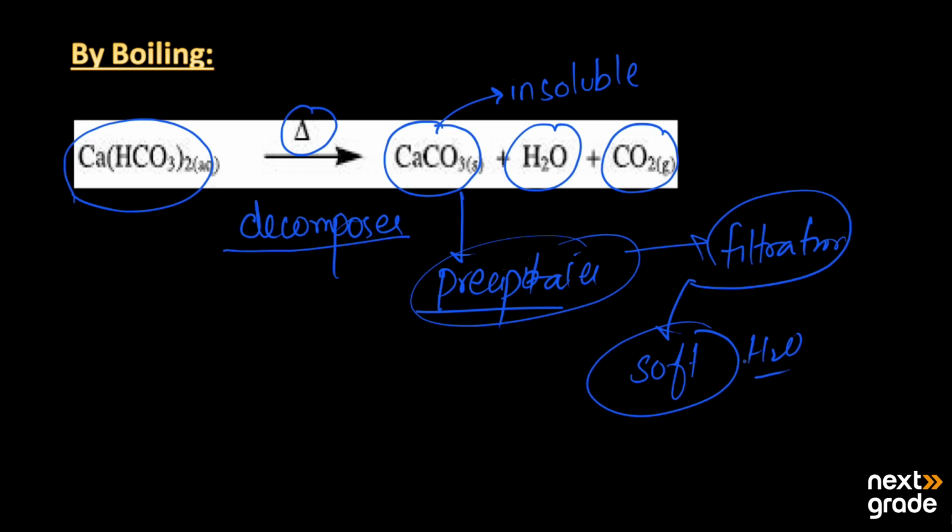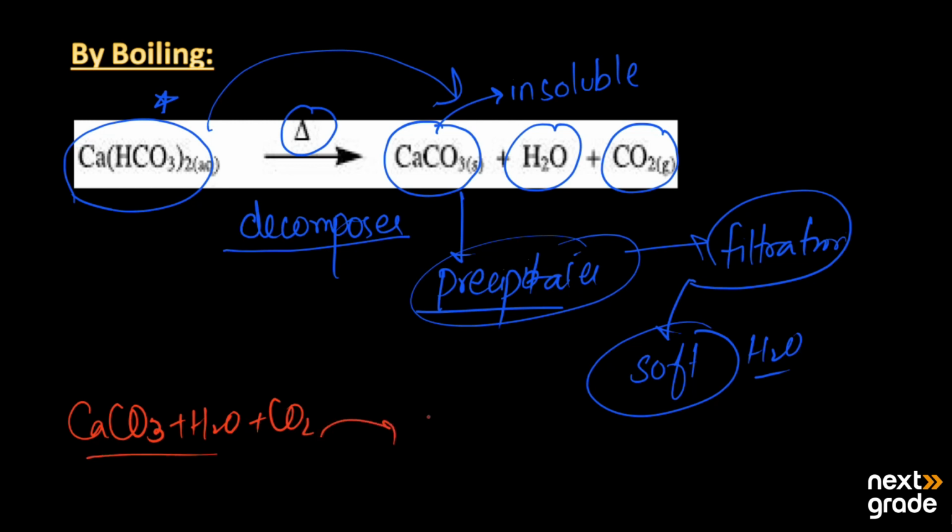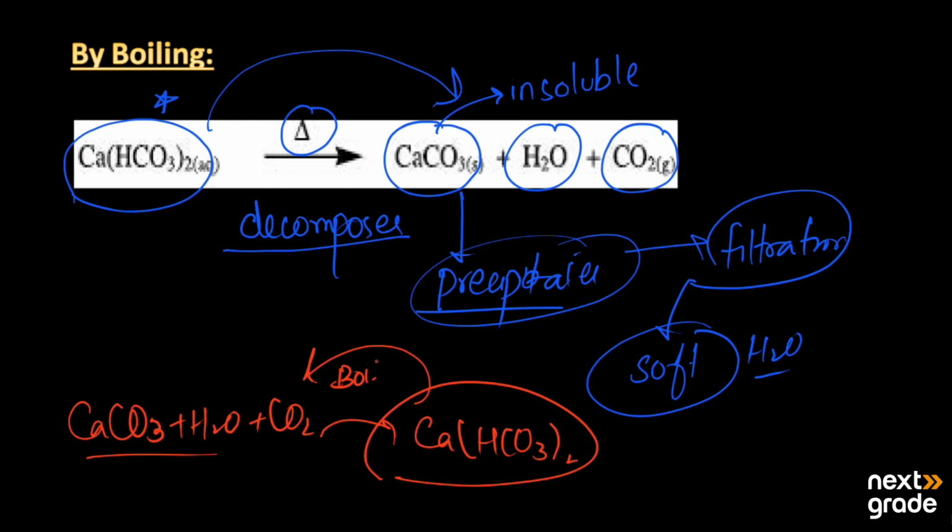So the simple method for the removal of temporary hardness is boiling, because it is the reverse of the reaction. When water becomes hard, it is because calcium carbonate, in the presence of water and carbon dioxide, is converted into the bicarbonates of calcium, making hard water. But when we boil or provide heat to the water, they are converted into insoluble substances, and in this way the hardness of the water can be easily removed.